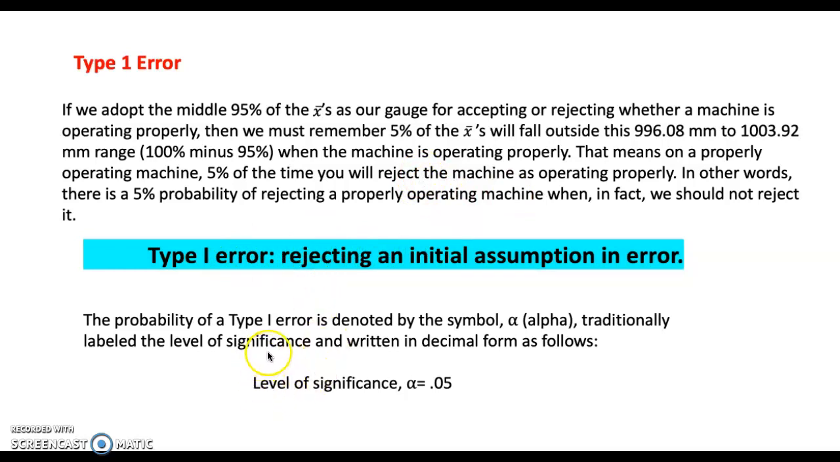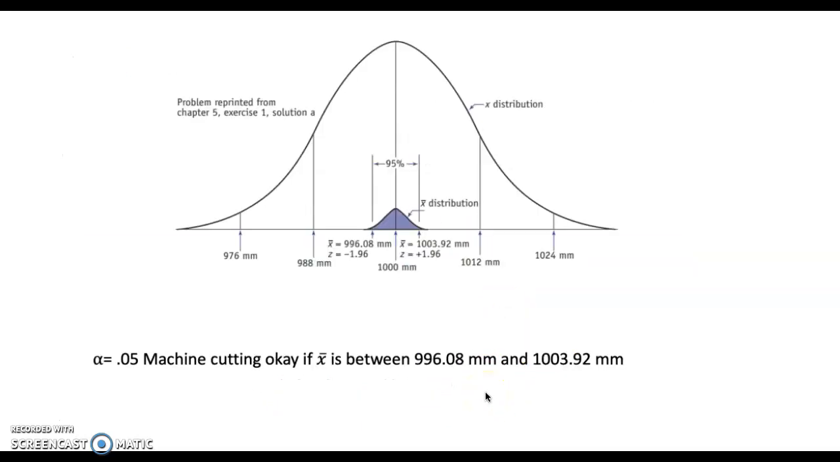Type 1 error is denoted by the symbol alpha, which is called the level of significance. Alpha is equal to 0.05 for this example, saying that 5% of the time we are outside of these ranges, less than 996.08 and greater than 1003.92.